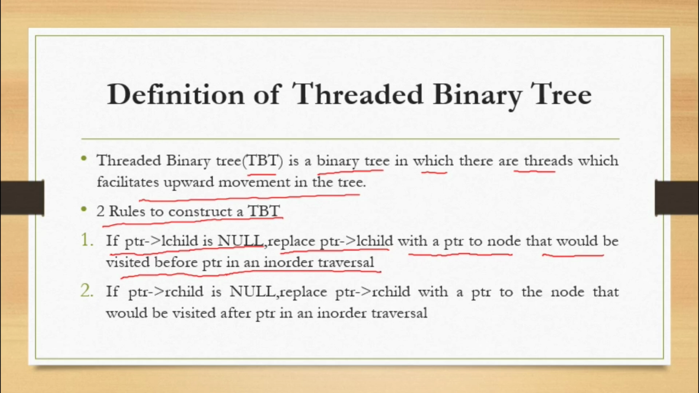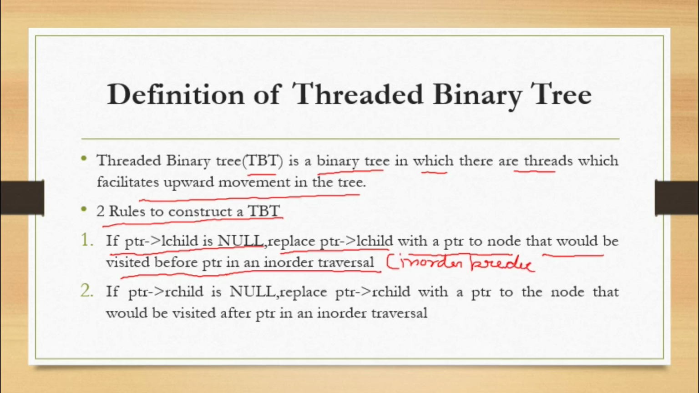That means if the left child is null, you have to replace that left pointer with a pointer to the in-order predecessor. Let us see the example also. Don't worry, the in-order predecessor is simply the element before that.